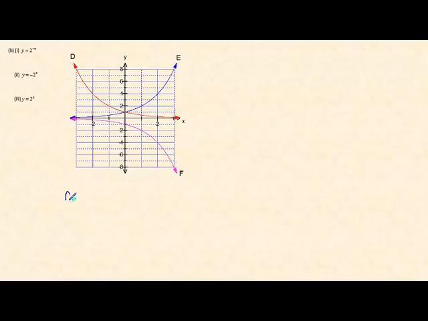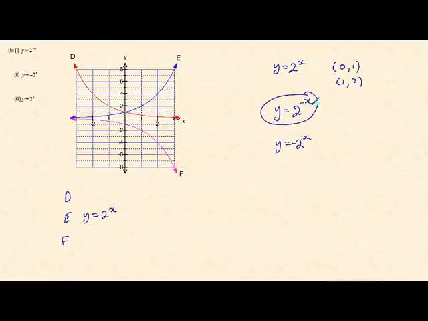Now we have graphs D, E, and F. Now y equals 2 to the x is still the basic one here. Remember, that would go through (0, 1) as the intercept, and (1, 2). So that looks like E. So this is 2 to the x. Now we also have 2 to the negative x, and we have negative 2 to the x.